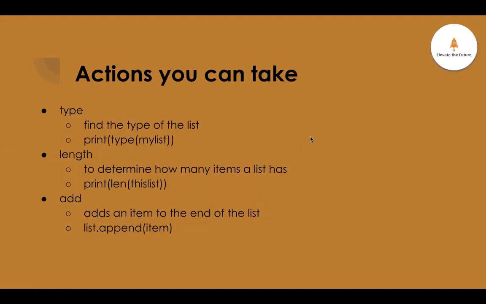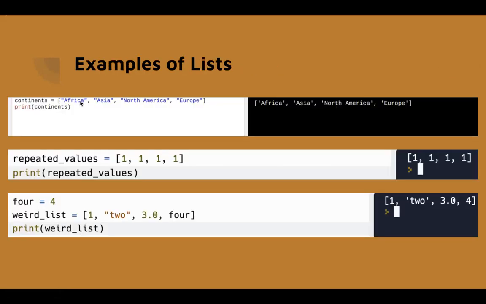Some actions you could take with lists: you can find the type. You can find the type of the list by printing type, parentheses, and then the name of your list. You could find the length of the list, which is how many items are in the list. Africa would be an item in the first one, Asia would be another item, North America another, Europe another. So in total, this list has a length of 4 because it has 4 items.